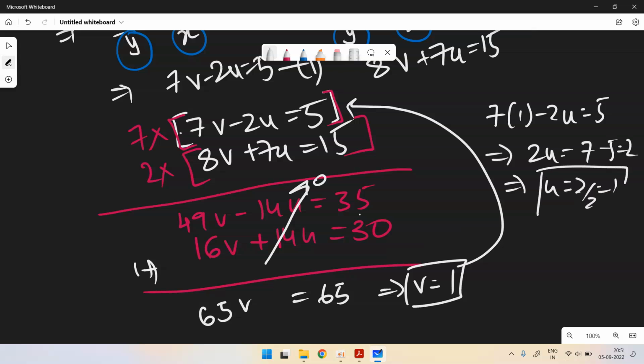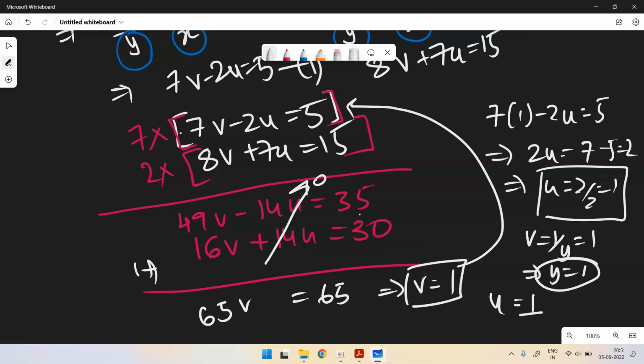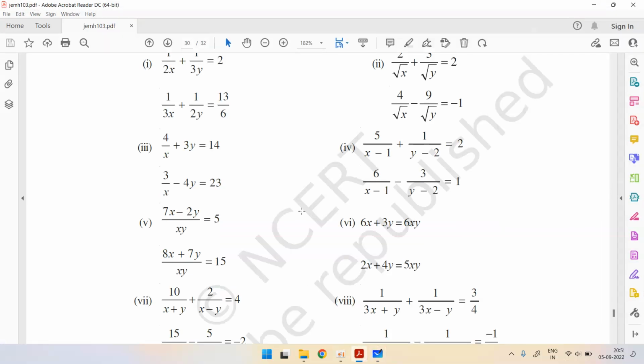So the value of u is 1 and the value of v is also 1. You have taken v equal to 1 by y equal to 1, which implies that y equal to 1, and you have taken u equal to 1 by x equal to 1, which implies that x equal to 1. So the value of x and y is 1. This is your answer.